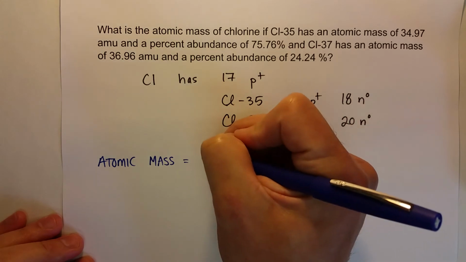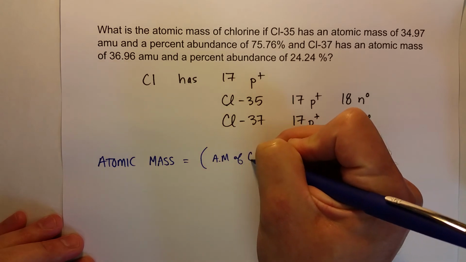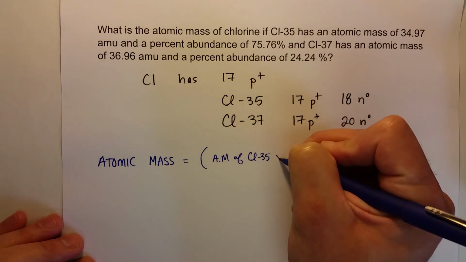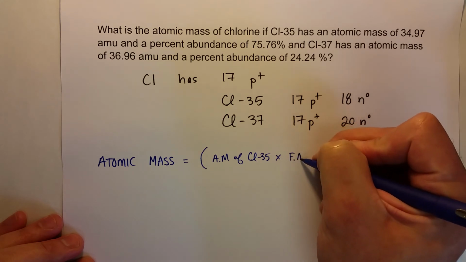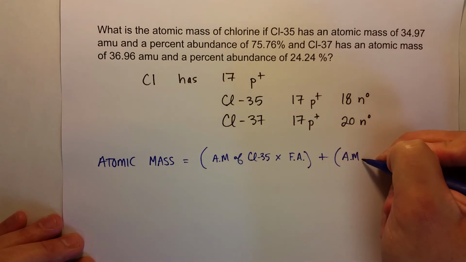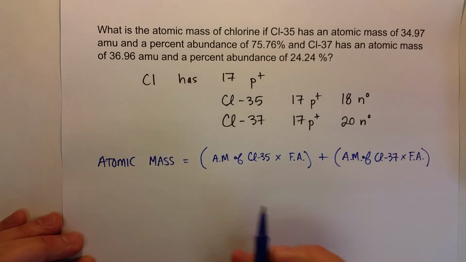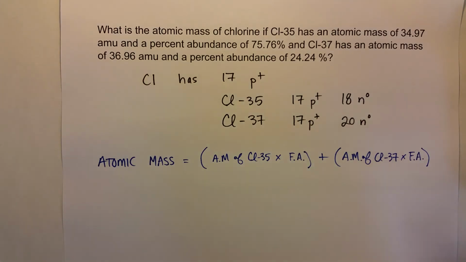So what we're going to do is take the atomic mass of chlorine-35 times its fractional abundance. We're going to add that to the atomic mass of chlorine-37 times its fractional abundance. And that's what we mean by sum up all of the isotopes. If chlorine had another naturally occurring isotope, we would do the same calculation for the third isotope and fourth if need be. But since it only has two, we can start this problem.